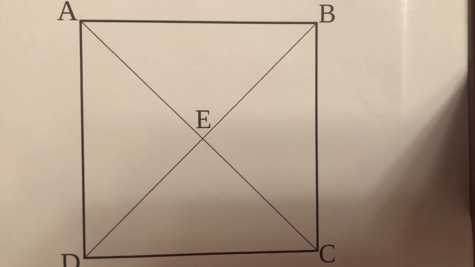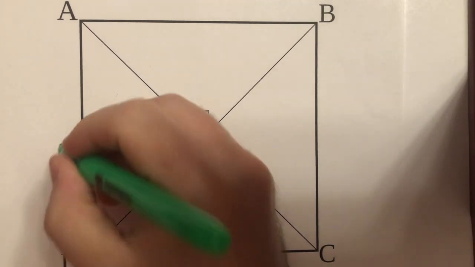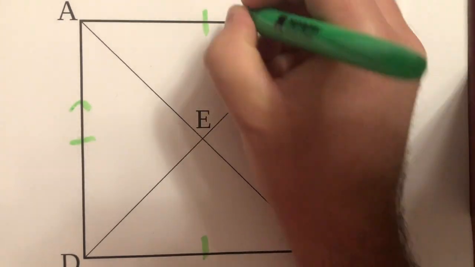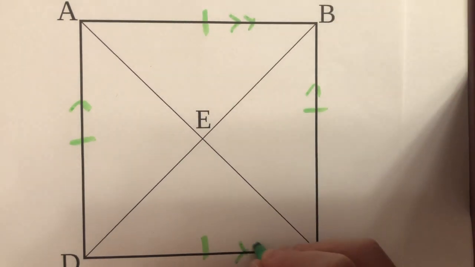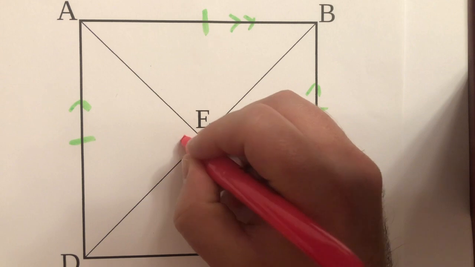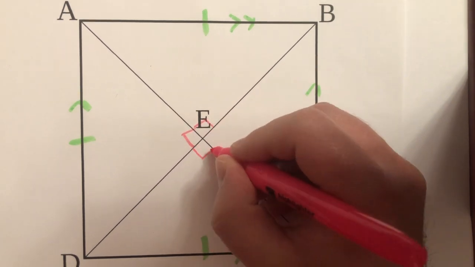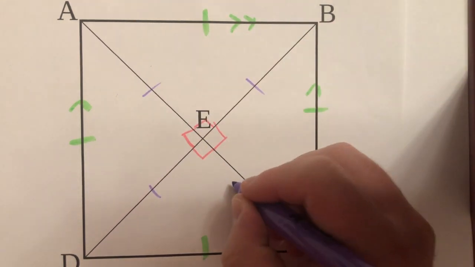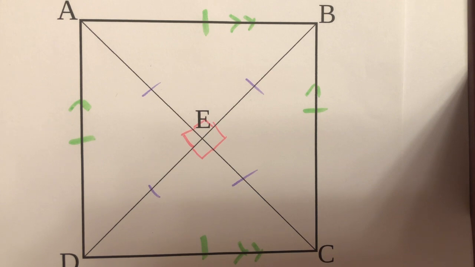Last but not least, we have the square. The square connects all of them together. All the properties. Opposite sides are congruent and parallel, but these are all congruent. Diagonals intersect at a 90-degree angle. Diagonals are congruent. They also bisect each other.